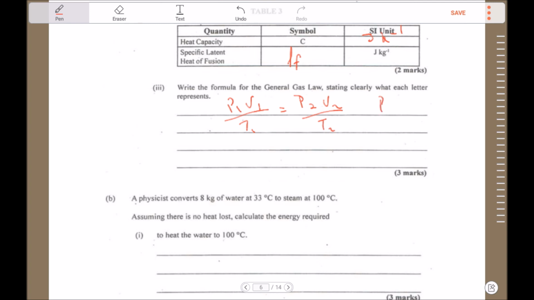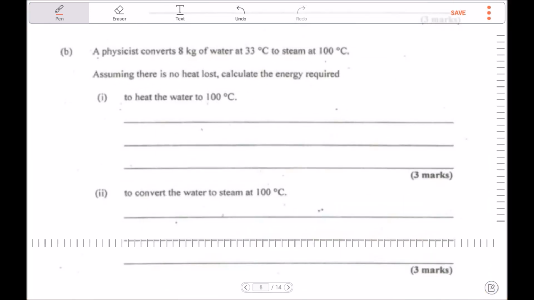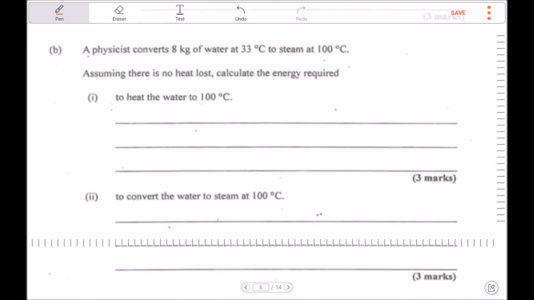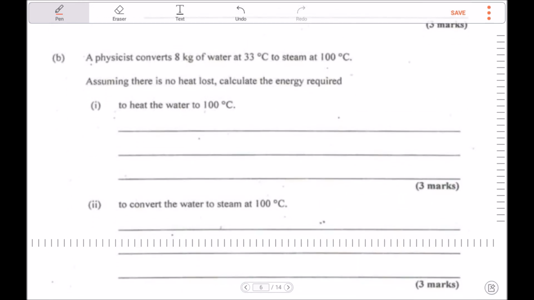So anything with 1, so P1, that's initial pressure. Anything with 2, that's the final pressure. So we have initial pressure, initial volume, initial temperature, final pressure, final volume, final temperature. A physicist converts 8 kilograms of water at 33 degrees Celsius to steam at 100 degrees Celsius, assuming no heat loss. We did a question like this before, so you can try this one.